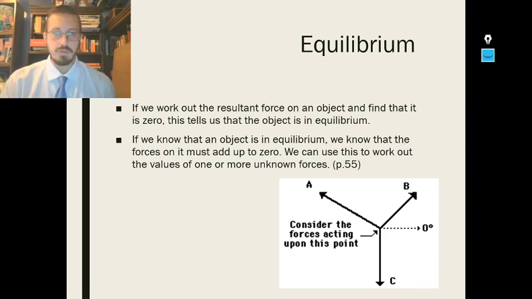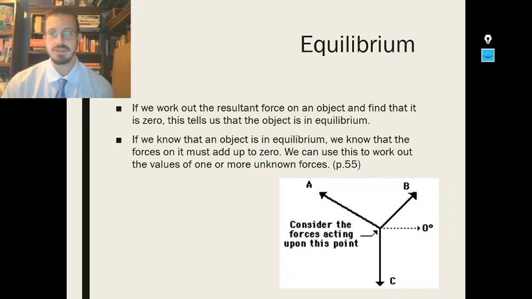Equilibrium. If we work out the resultant force on an object and find that it is zero, this tells us the object is in equilibrium, at least in terms of the net forces acting on it. If we know that an object is in equilibrium, we know that the forces on it must add up to zero. We can use this to work out the values of one or more unknown forces.